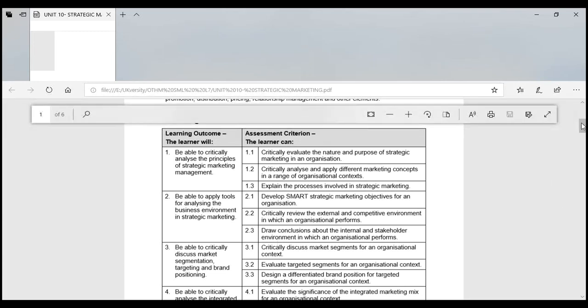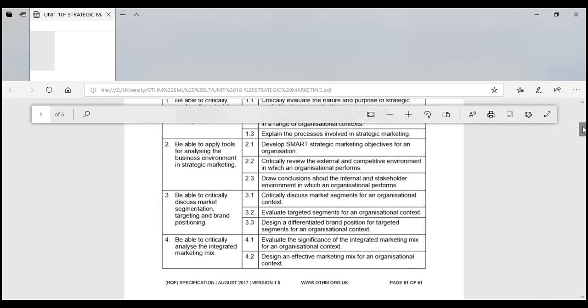Today we'll do our lesson 3, where you will be able to critically discuss market segmentation, targeting and brand positioning. That will be the key focus of today's lesson. We have three assessment criteria, 3.1, 3.2 and 3.3, which we'll go through during today's lesson. Please, if you have any question, just ask me and we'll go through it.